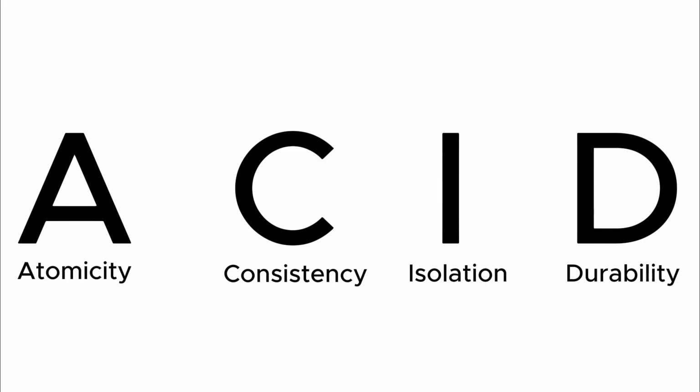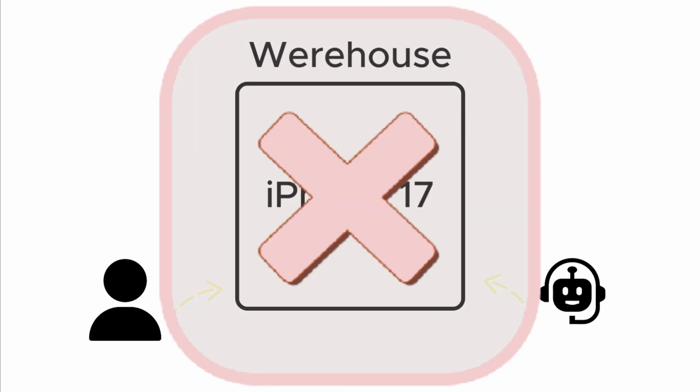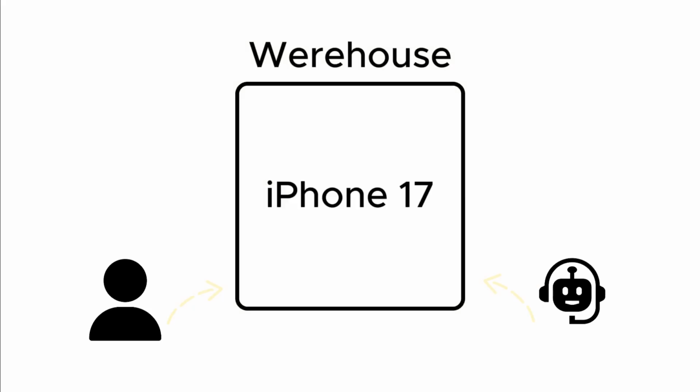In this project, by strictly following ACID principles at the database level, we implemented row level locking. The first request grabs the lock, the second one waits in line, and we completely eliminate that chaos. We call it a race condition, and it doesn't stop there.